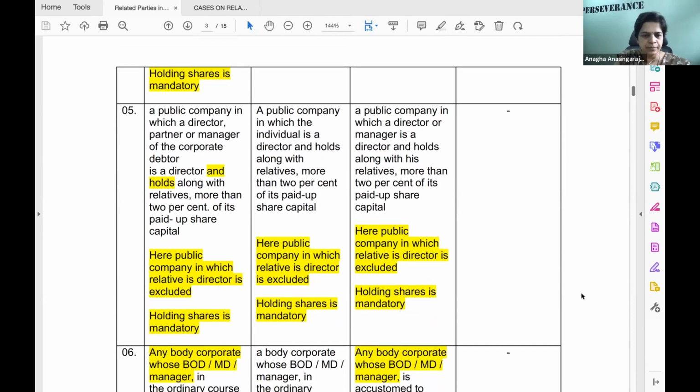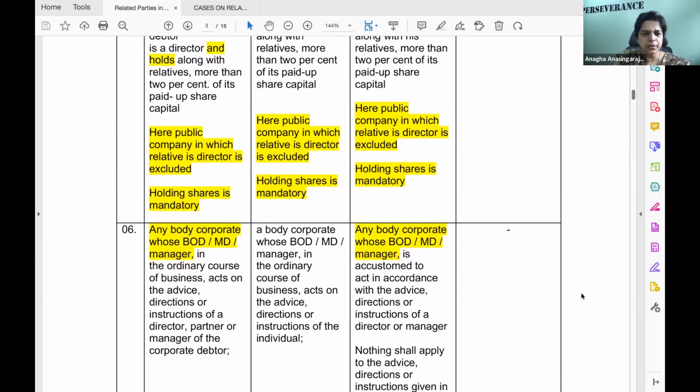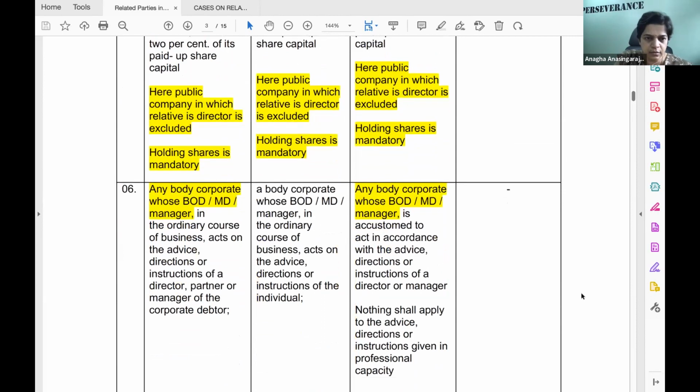Then point number 6 is something on which there can be a lot of litigation and which we need to understand differently. It is any body corporate whose board of directors, managing director or manager in the ordinary course of business acts on the advice, directions or instructions of a director, partner or manager of the CD.